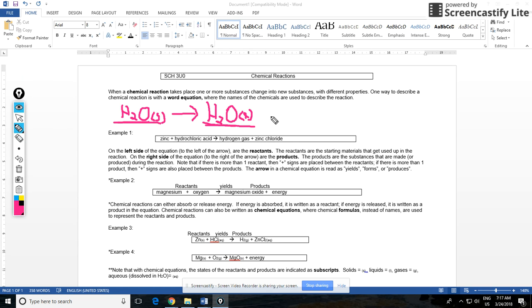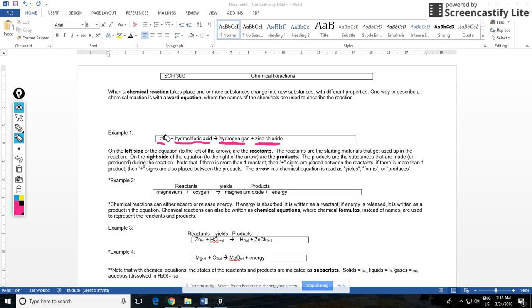In a chemical reaction, you have a different chemical identity, a new chemical identity that has formed. So if you look at this example here, we have zinc plus hydrochloric acid. They're reacting to produce something new. They're producing hydrogen and zinc chloride. So you started off with zinc and hydrochloric acid, and now you have these new molecules and compounds formed after that reaction. That would be a chemical reaction.